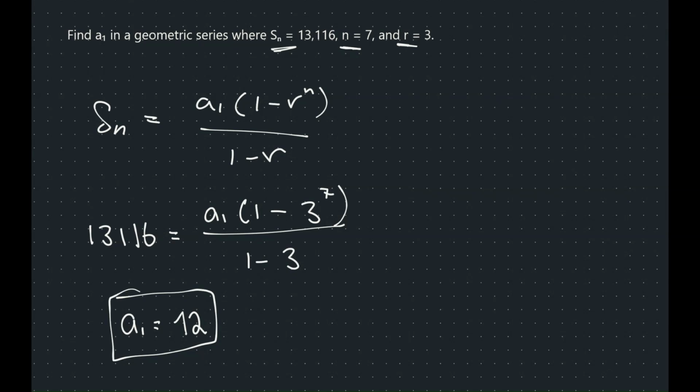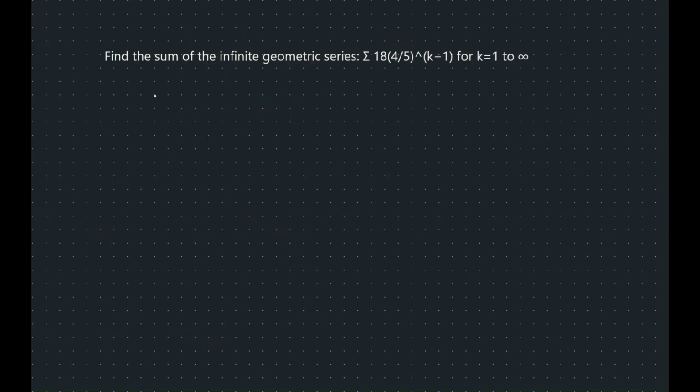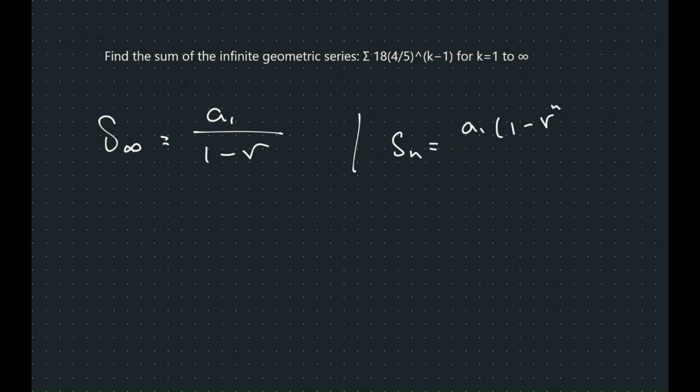This is it. So to find the sum of an infinite geometric series, I would like to remind you that the equation is S to infinity is equal to A1 divided by 1 minus r. Yep. And actually, I did not memorize this equation, but I understood it because it comes from this equation. Sn is equal to A1, 1 minus r to the power of n divided by 1 minus r.